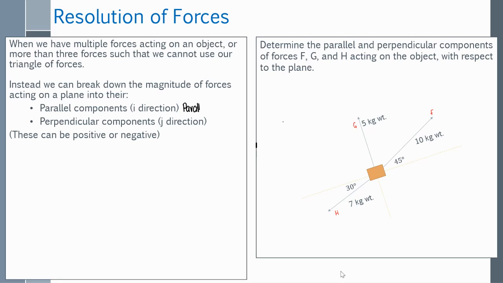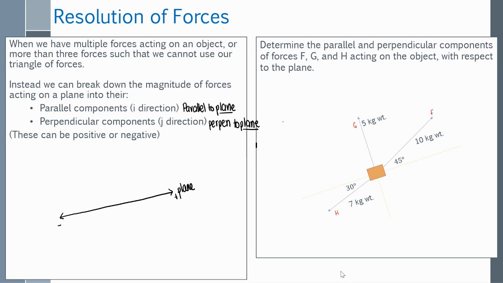Their parallel component is in the i direction, or parallel to the plane. The perpendicular component of the force refers to the j direction, which is the direction perpendicular to the plane. Note that these forces can be positive or negative. Let's have a look at what I mean.